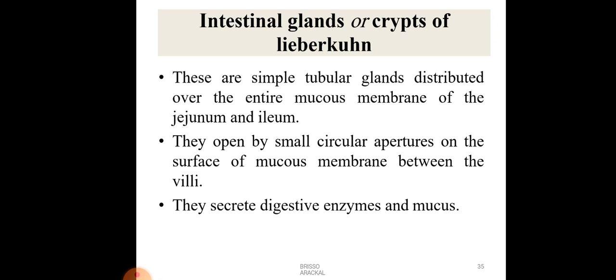Now the intestinal glands, also known as crypts of Lieberkühn, are small tubular glands which are distributed over the entire mucous membrane of the jejunum and ileum.